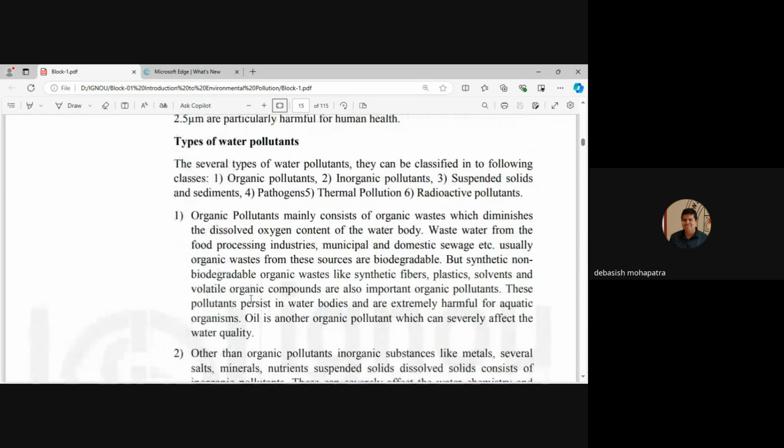Then types of water pollution. Several types of water pollution can be classified in the following classes: organic pollutants, which are coming from organic material; inorganic, which are coming from inorganic material; suspended solids and sediments. These are the substances which do not get settled easily in the water. Then pathogens, then thermal pollutants, and radioactive pollutants. All these are the types of water pollutants.